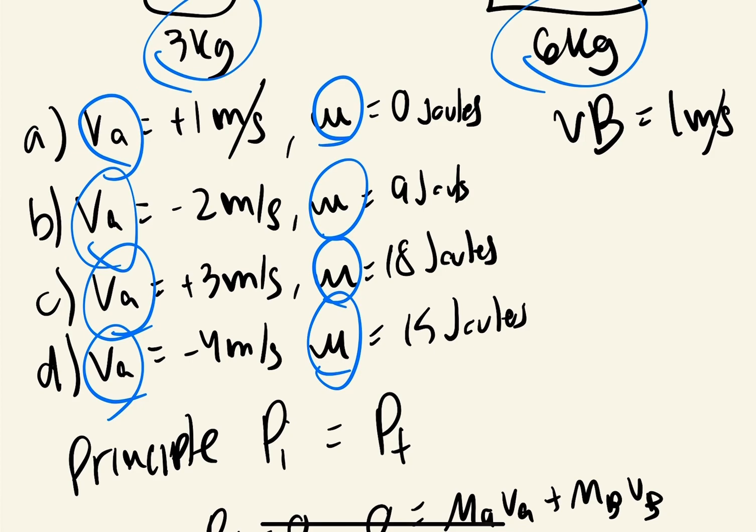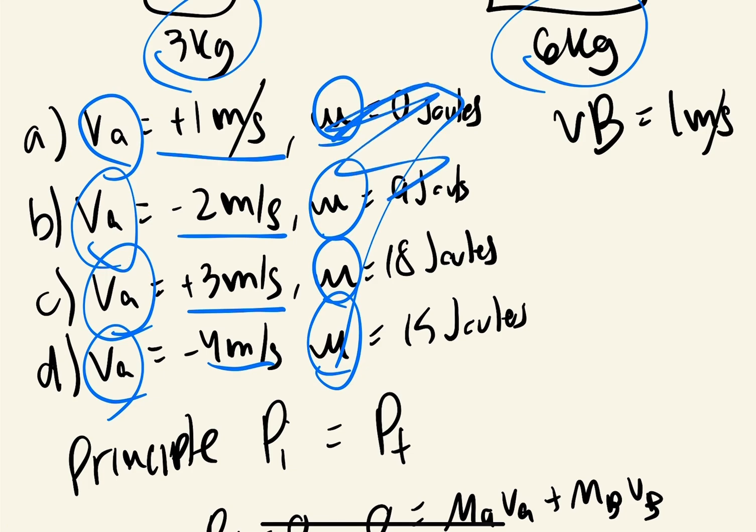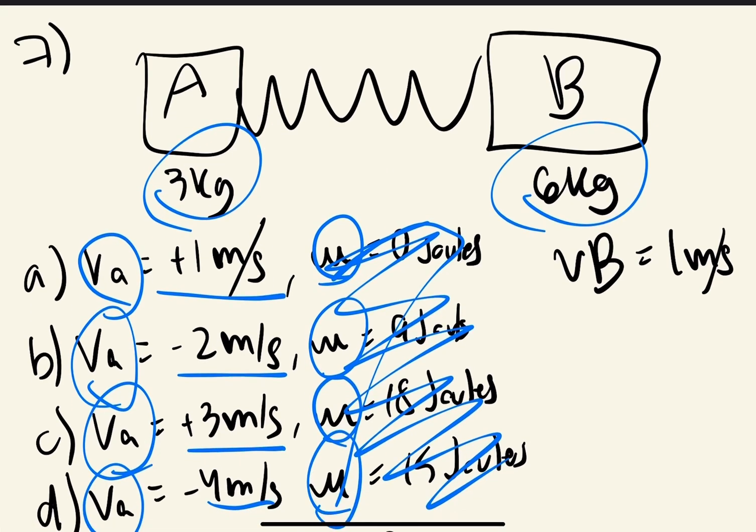We see here that apparently in the exercise, VA and U have different numbers. So all we have to do is find VA, and we're done with the exercise. I'm not going to do this part because it's not necessary.